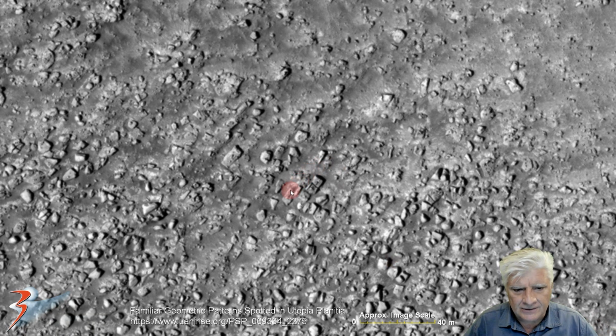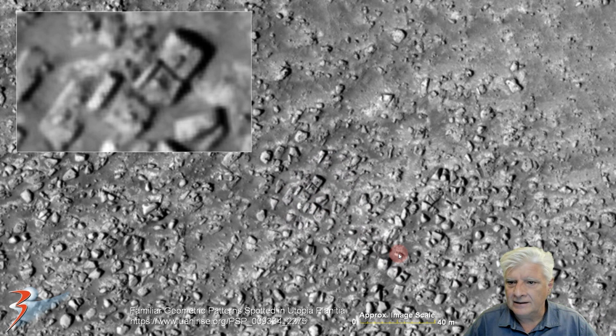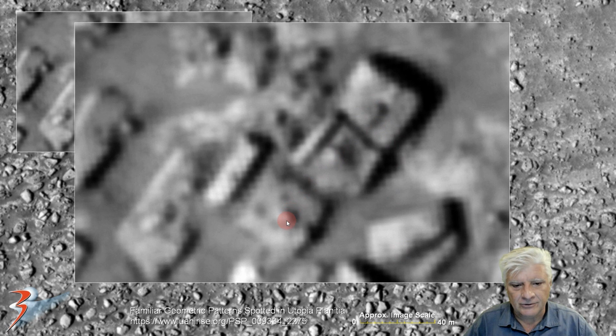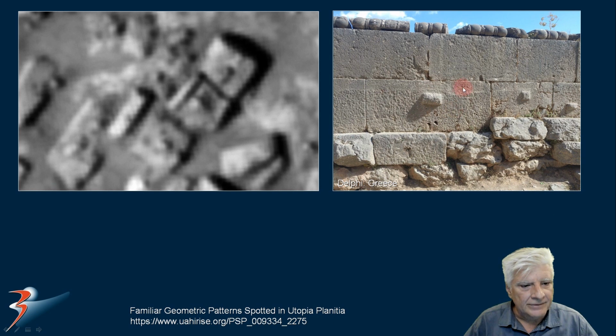We get to these blocks, very similar in size and shape, and each of them has this protrusion or knob in its center, and they're still arranged in a row next to one another. And I'll compare it to the megalithic blocks that we find in Greece at a site in Delphi. Check out the protrusions in the centers of each of those blocks. So that's another common design element.